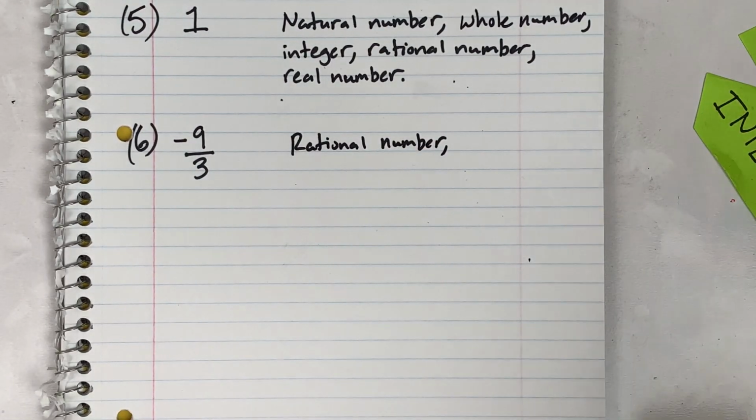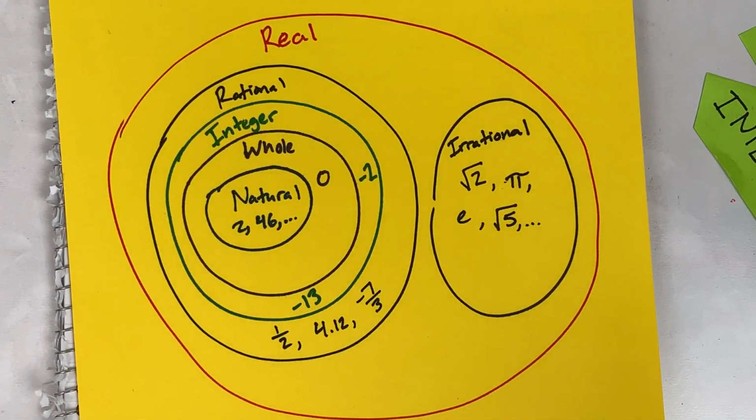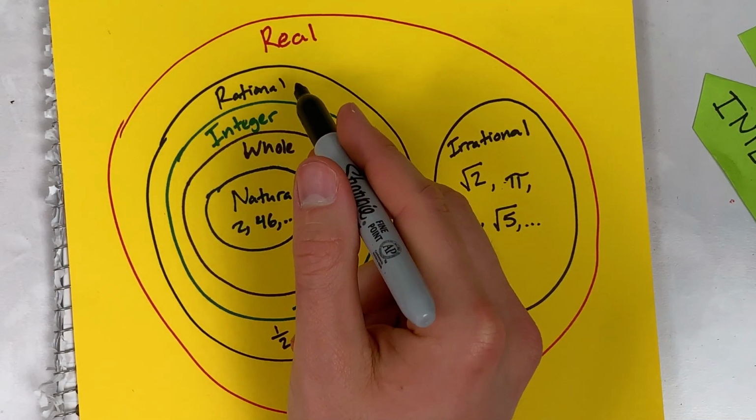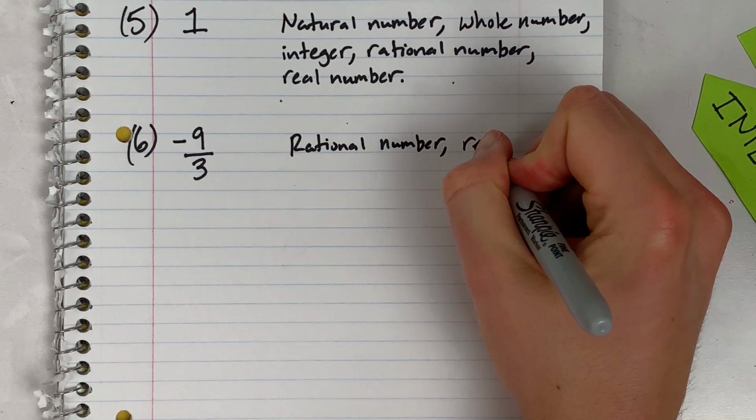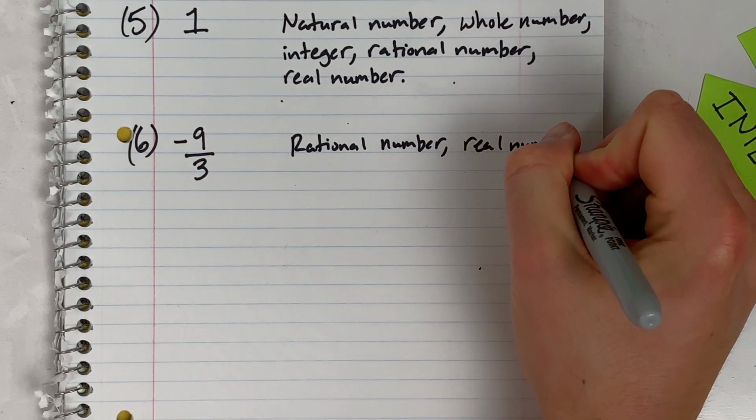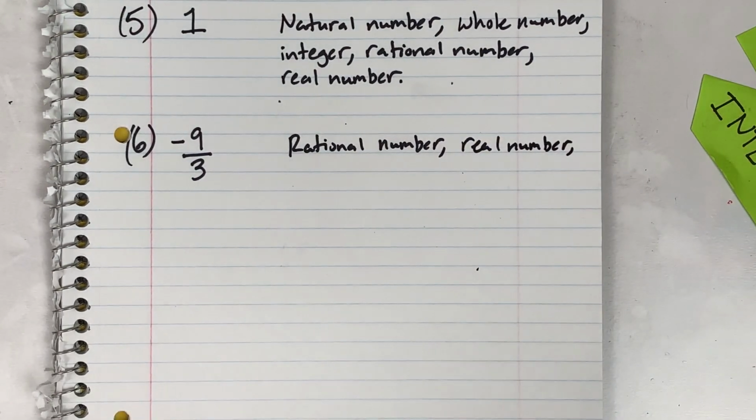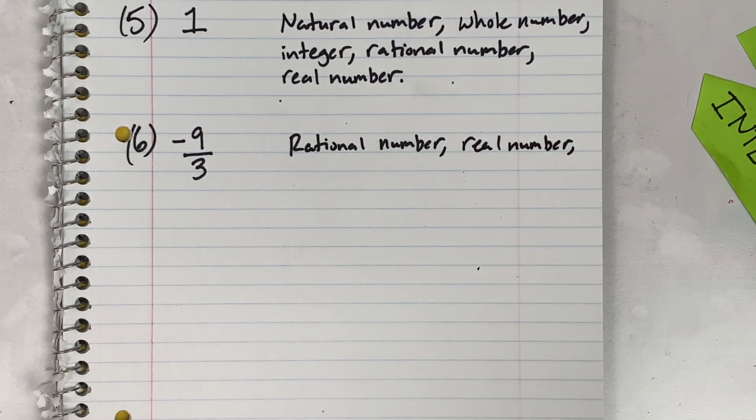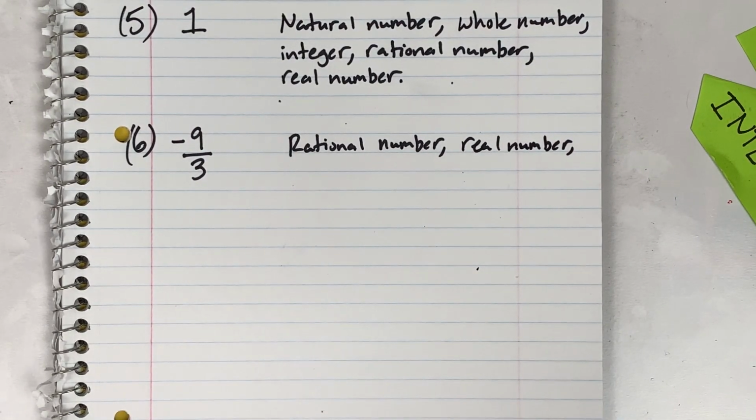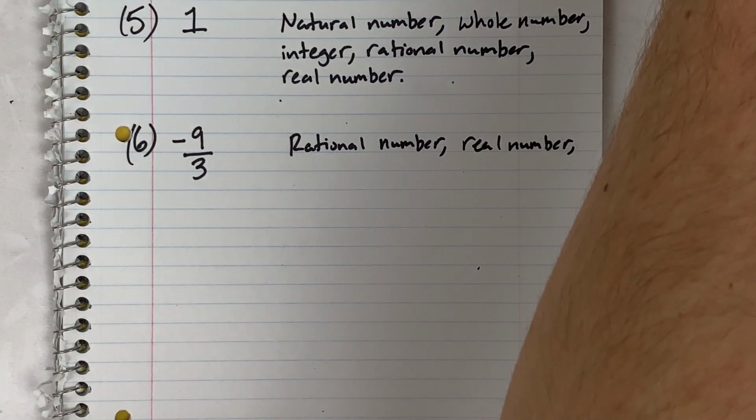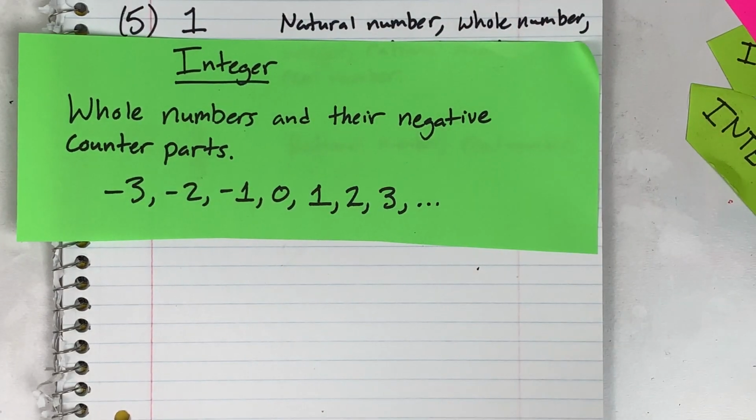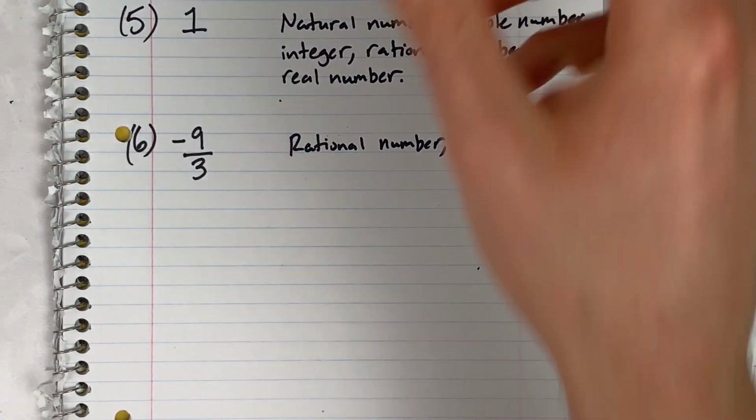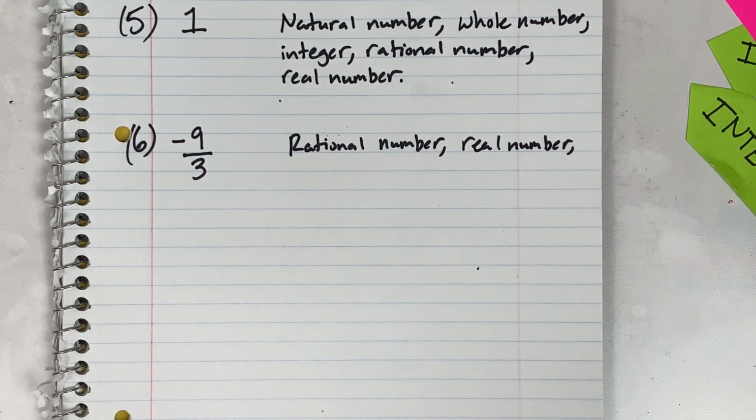And then, based on our picture, we know that because it's a rational number, it's also a real number. So, negative 9/3 is also a real number. And then because it's rational, it can't be irrational. Now, how about integer? Is negative 9/3 an integer? Well, by definition, an integer is any whole number and their negative counterparts. Is negative 9/3 a whole number or the negative counterpart to a whole number?